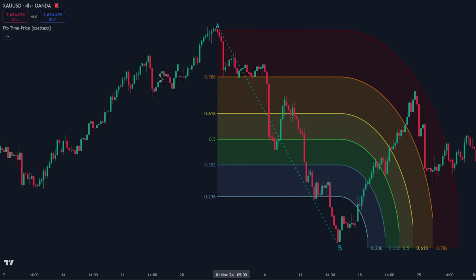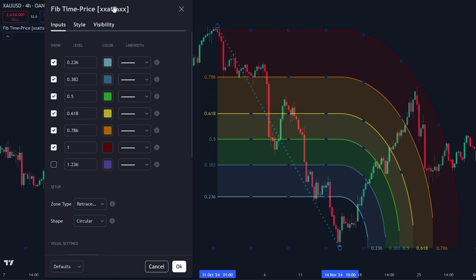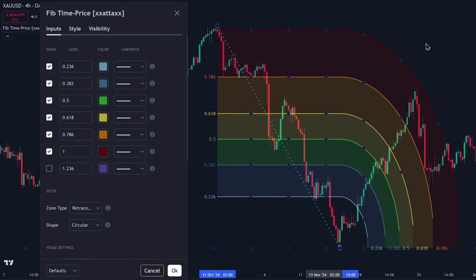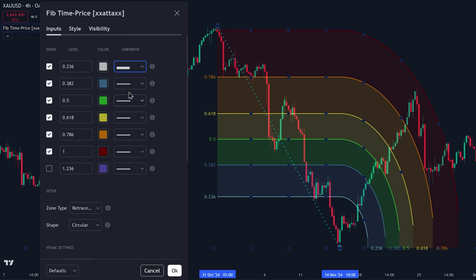Let's go over the settings for the Fibonacci time price zones indicator. First is the Fibonacci levels setting. This allows you to customize which levels to display. You can also adjust the colors and line thickness for better visibility. Next is the zone type setting. Here, you can choose to display retracement levels, extension levels, or both. For this video, I'll select retracement to focus on potential pullbacks within the trend.